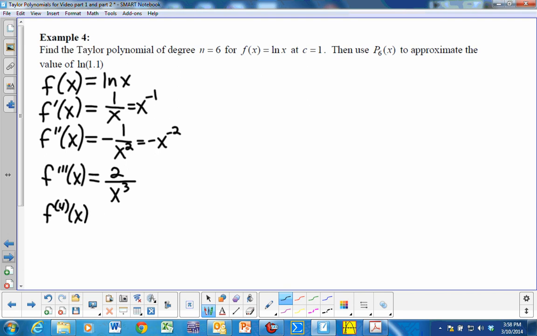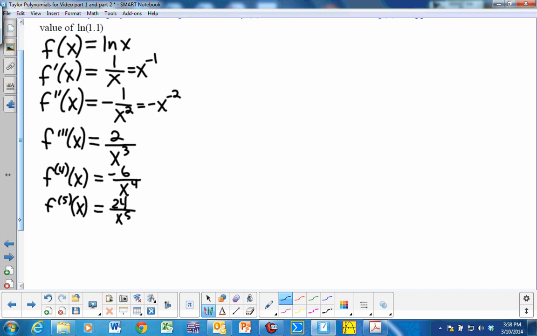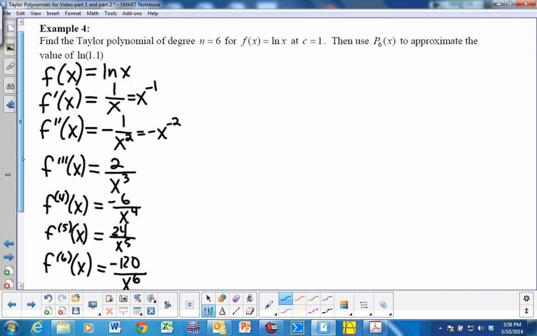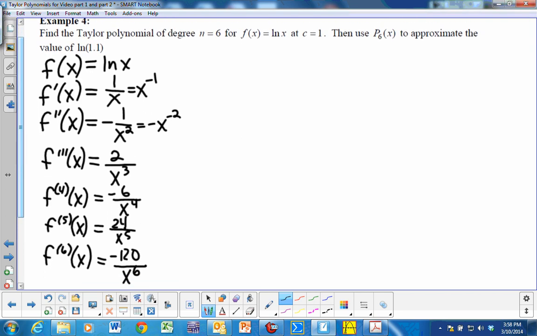Your fourth derivative is going to be, you'll have a 3 times that 2, so you're going to get 6, and then negative x to the 4th. Then you do the fifth derivative, and you're going to get a 4 times the negative 6, only negative, so you'll have 24 over x to the 5th. And then to do the 6th derivative, you're going to get 5 times 24, and then it alternates, so it's negative 120 over x to the 6th. Always look for patterns, especially when you're doing these problems, because a lot of times it'll just come out and end up being really easy when you thought it wasn't going to be.